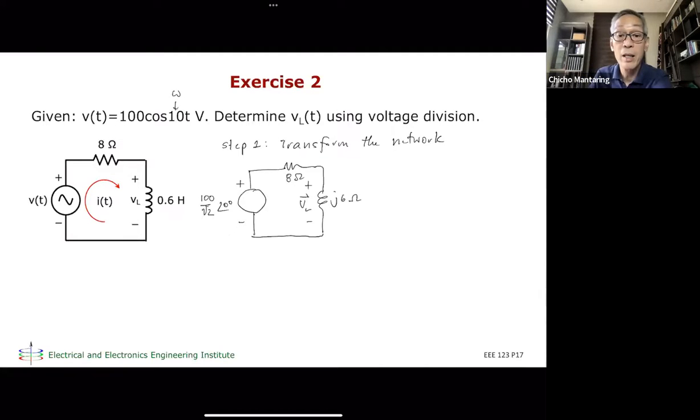Here now is V_L. Okay, what is our voltage divider formula? Remember, this is V. V_L is equal to V multiplied by j6 all over 8 plus j6. That's our voltage divider. Okay? So this is your voltage divider.